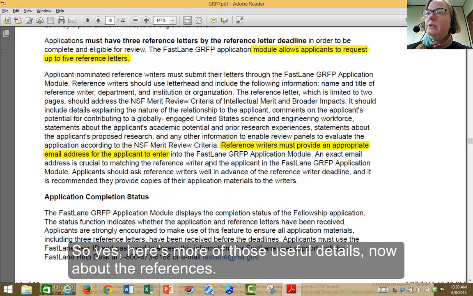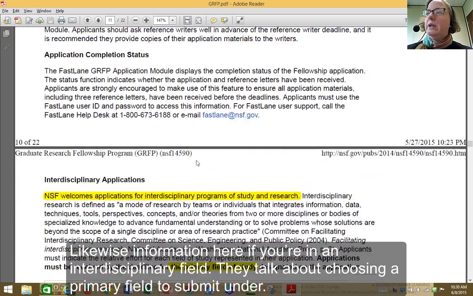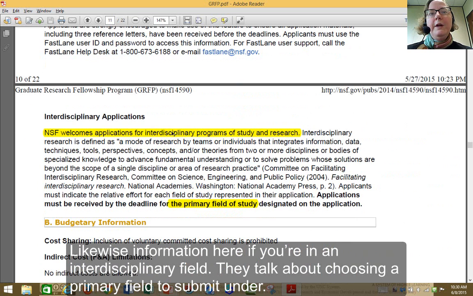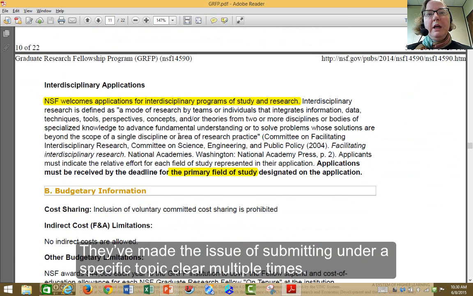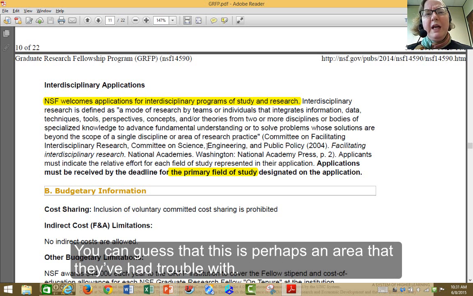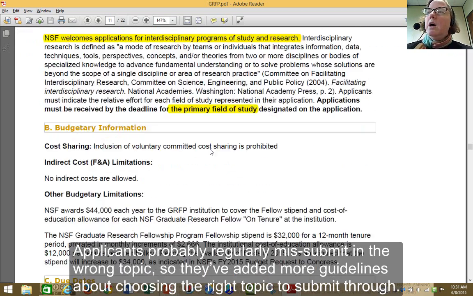Now about the references. Likewise, information here if you're in an interdisciplinary field. They talk about choosing a primary field to submit under. They've made the issue of submitting under a specific topic clear multiple times, so you can guess that this is probably an area that they've had trouble with. Applicants probably regularly missubmit in the wrong topic, so they've added more guidelines about choosing the right topic to submit through. Okay.